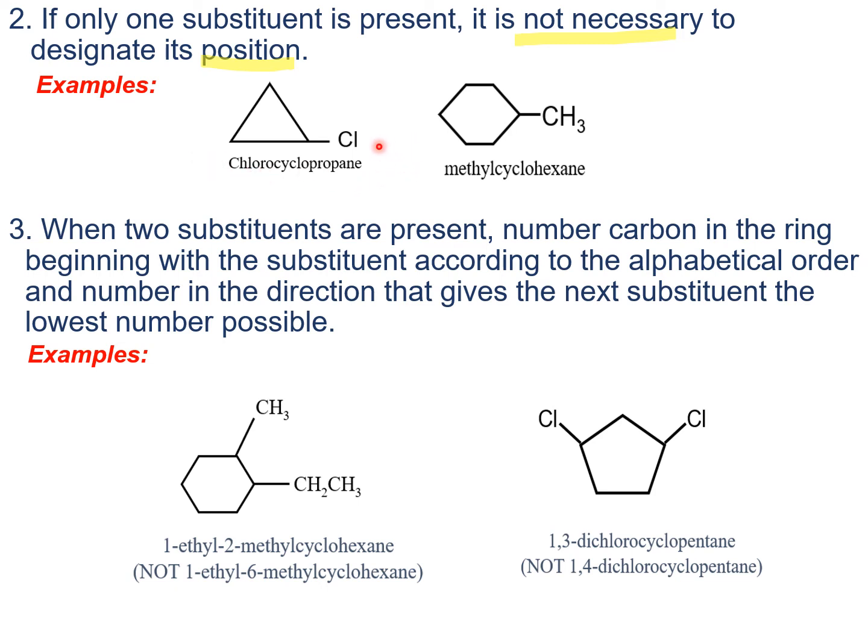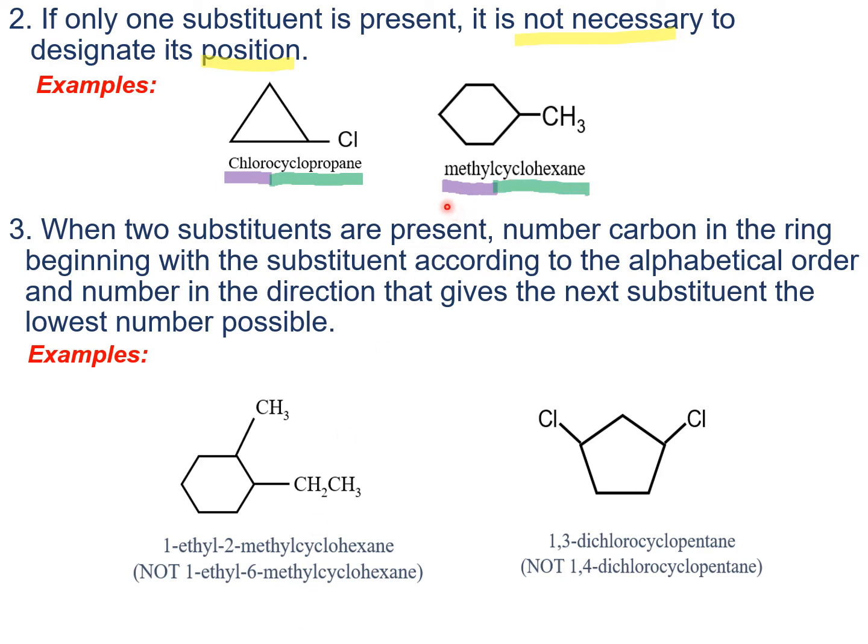It's wrong. So the way you want to name this according to IUPAC nomenclature, kalau dia ada satu substituents, tak payah positionkan dia. So you terus letak je nama substituents tu kat depan. Okay, so this is the substituents chloro, and then nama parent dia cyclopropane dekat belakang. Okay, same goes to this one as well. Okay, nama substituents dia methyl letak dekat depan, and then parent adalah cyclohexane letak dekat belakang.